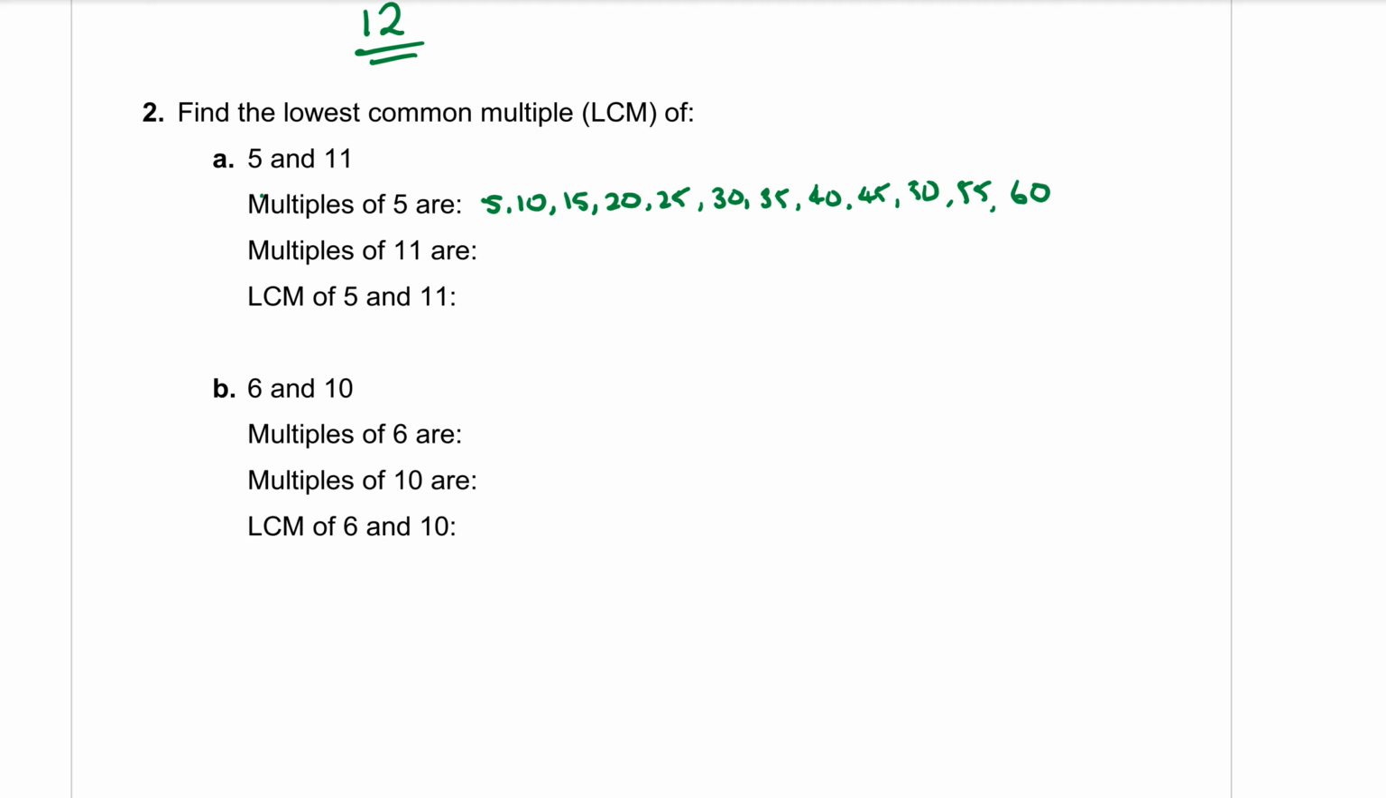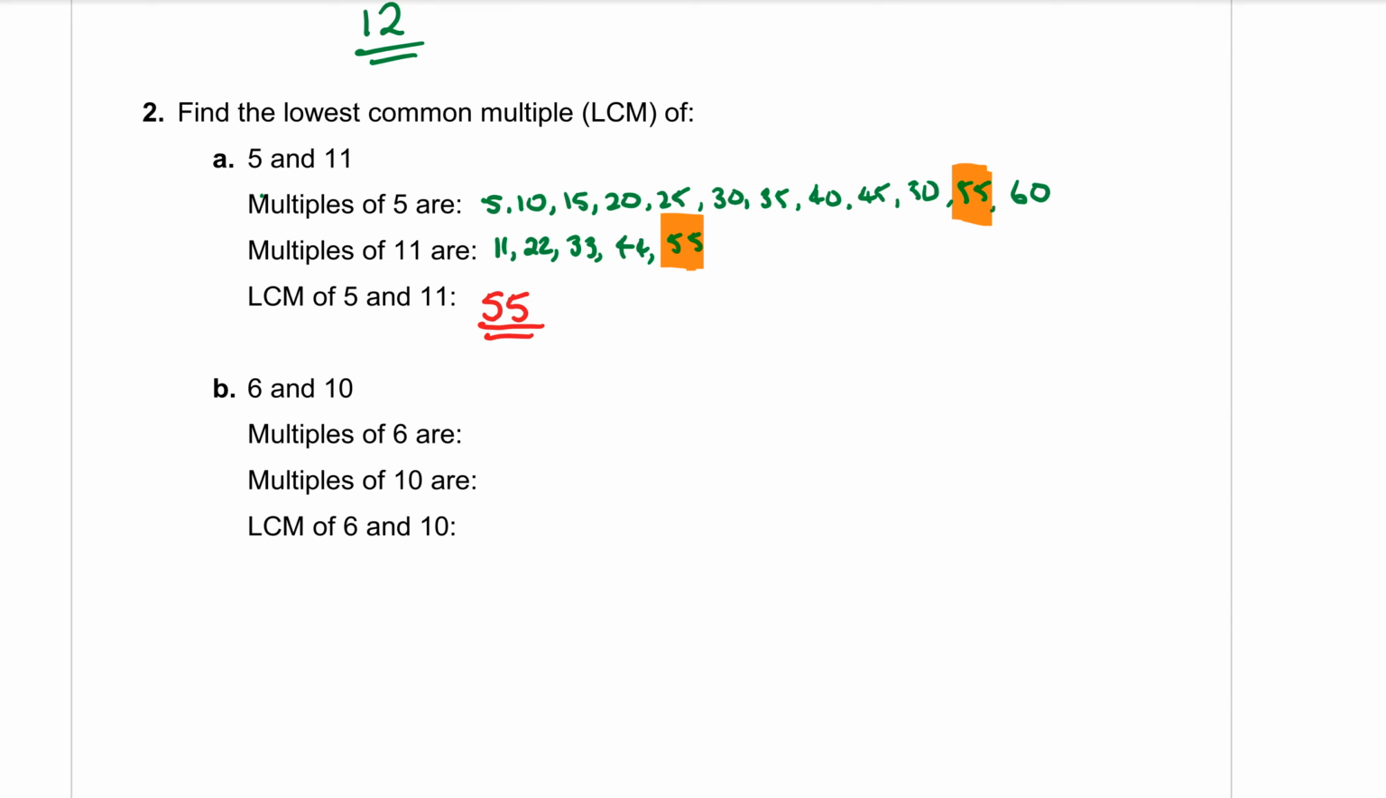Okay, now let's find the multiples of 11. So 11 times tables are 11, 22, 33, 44, 55. And we can stop there because I've just heard a number that I said in the first list, 55. There it is. Okay, is the first number that came out of both lists. So the lowest common multiple of 5 and 11 is 55.